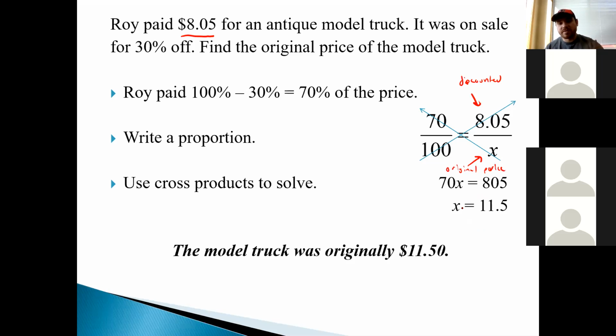But this time, one of the things that's really nice about this is we don't have to do any adding at the end. We just need to solve this using our cross multiplication. So we solve this out, 70x equals 805, so x equals $11.50. And that is all the steps for this one.